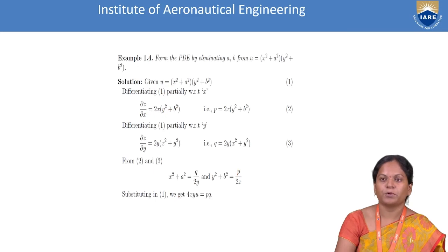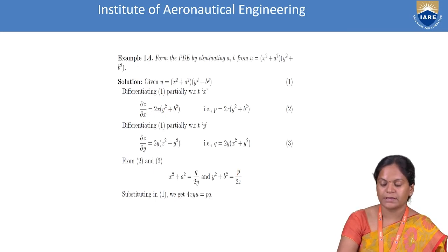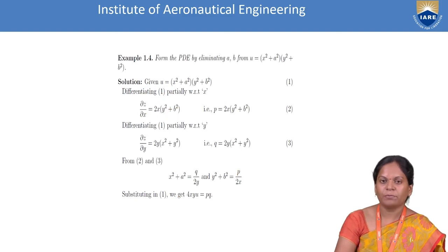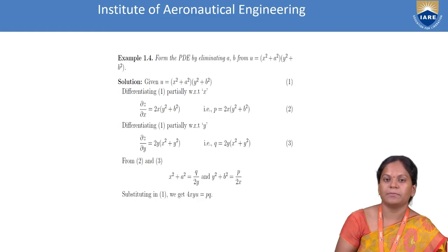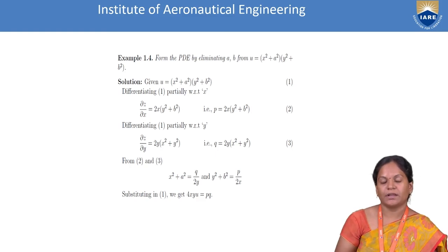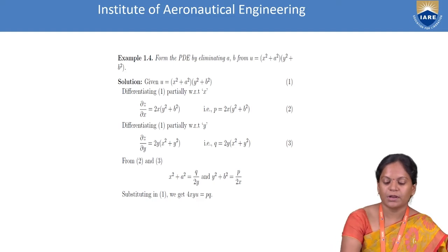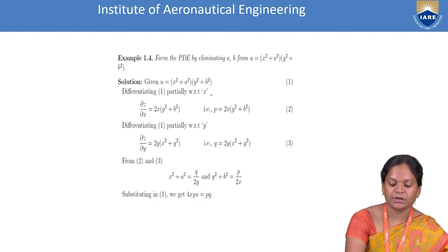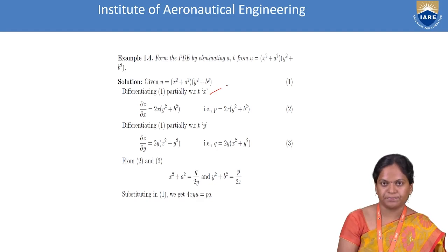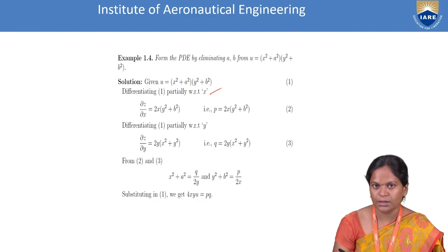And here we have one more problem. u equal to (x square plus a square) into (y square plus b square). Here also same, we have a and b, two arbitrary constants. We have to eliminate these two arbitrary constants by taking partial derivative with respect to x and partial derivative with respect to y. So differentiate 1. Given equation, I am taking equation 1. Differentiate 1 partially with respect to x. Same as the previous one, if we take with respect to x, treat y as constant.